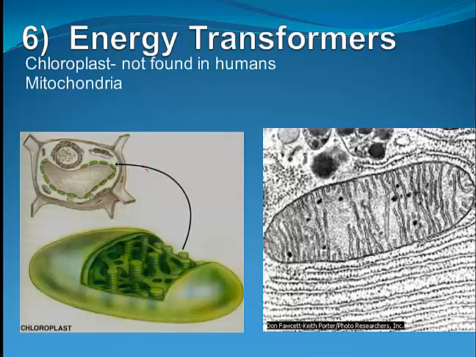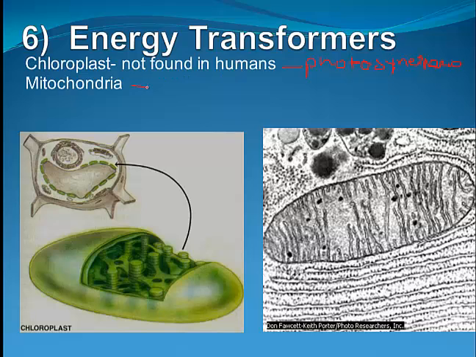Okay, our energy transformers, very important. Chloroplasts, again, only found in plant and protist. They're going to be doing the process of photosynthesis. Okay, we can't do that. That's making food using sunlight. So, we're not green and we can't just lay out in the sun and get the energy that we need. It doesn't work like that.